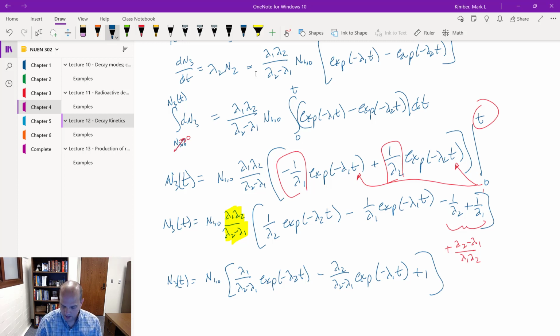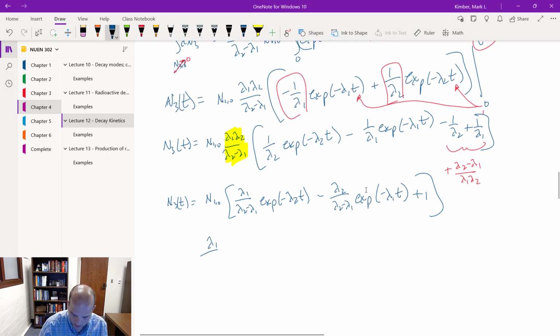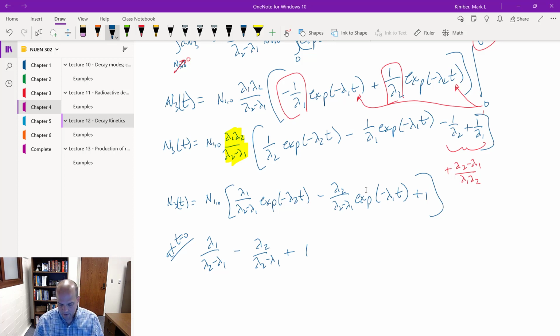So what do I have at time equal to 0? I've got lambda 1 over lambda 2 minus lambda 1 minus lambda 2 over lambda 2 minus lambda 1 plus 1. Well, these two things combine to be negative 1. So negative 1 plus 1 is 0. And that's what we expect for the inventory of isotope number 3 at time equals 0. That was our initial condition that we specified.